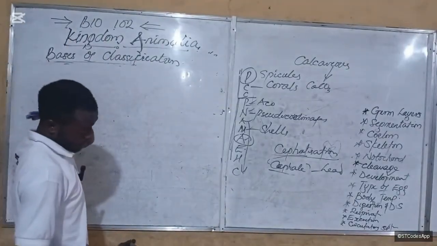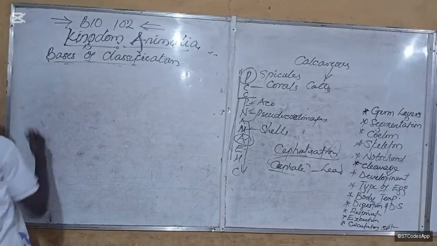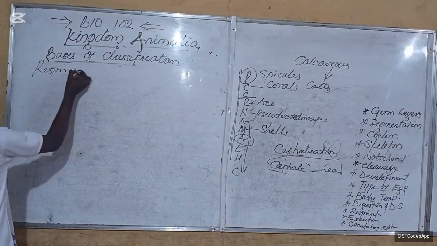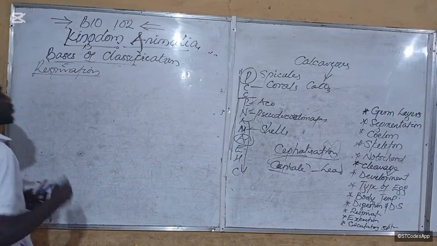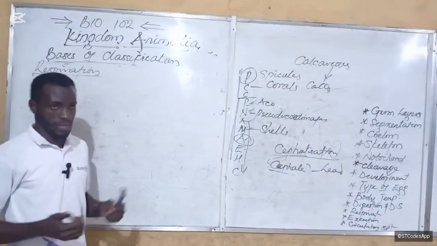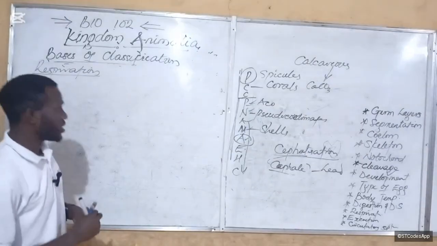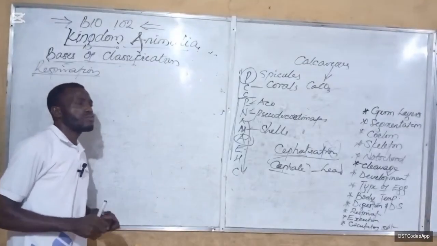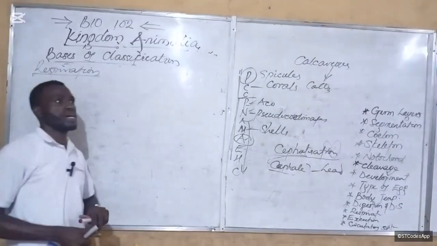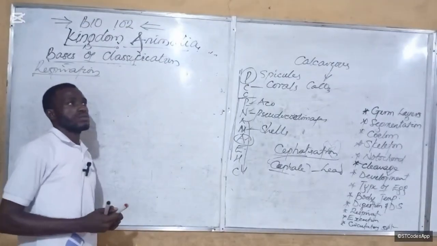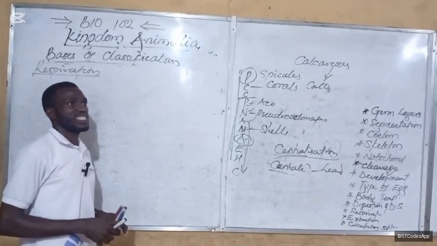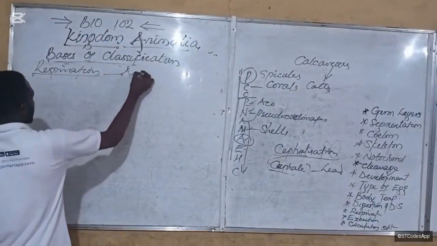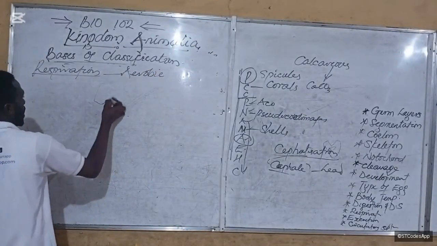Now, respiration. Animals respire through various structures. Is that clear? So, based on respiration, we classify them into the different types of respiration. Okay, first, let's use the aerobic and the anaerobic.